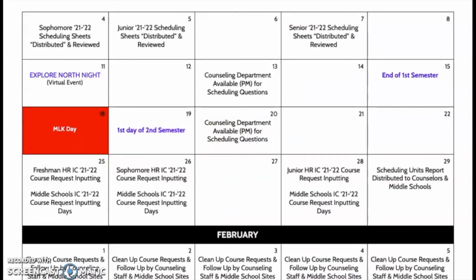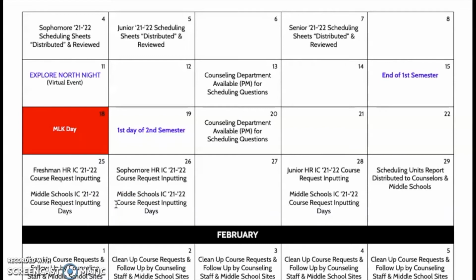What we're asking you to do this week is for you to go over, show and review the scheduling worksheets for your students. These worksheets are going to be used ultimately, as you'll see here on the calendar, the week of January 25th, when students are actually going to be inputting their requests into Infinite Campus.